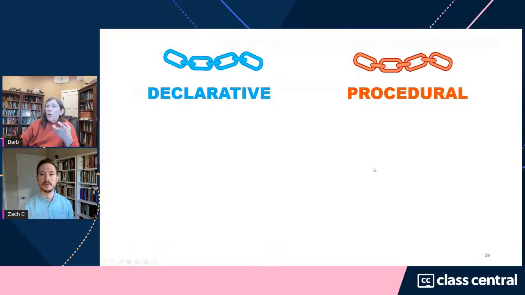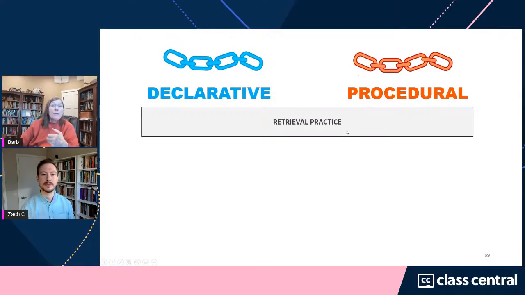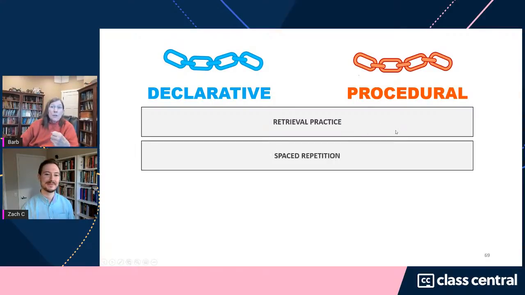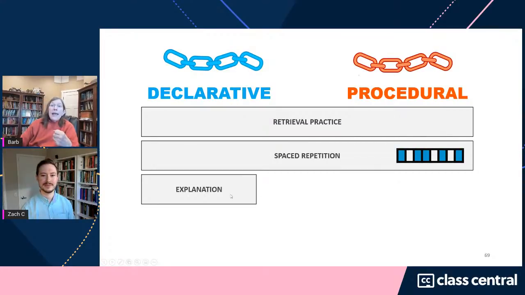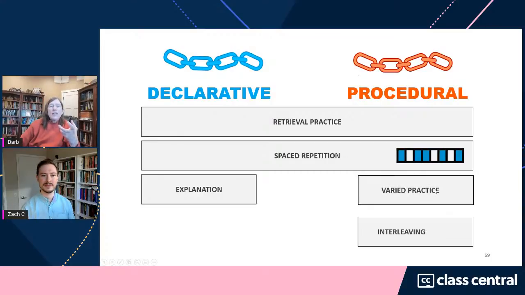Now, remember we talked about declarative and procedural learning. What are the best ways to help both systems learn? Well, retrieval practice will help both systems, and so does spaced repetition. But explanation, of course, is best for declarative, whereas for procedural, it's varied practice and interleaving. In other words, if you have closely related ideas, interleave them.